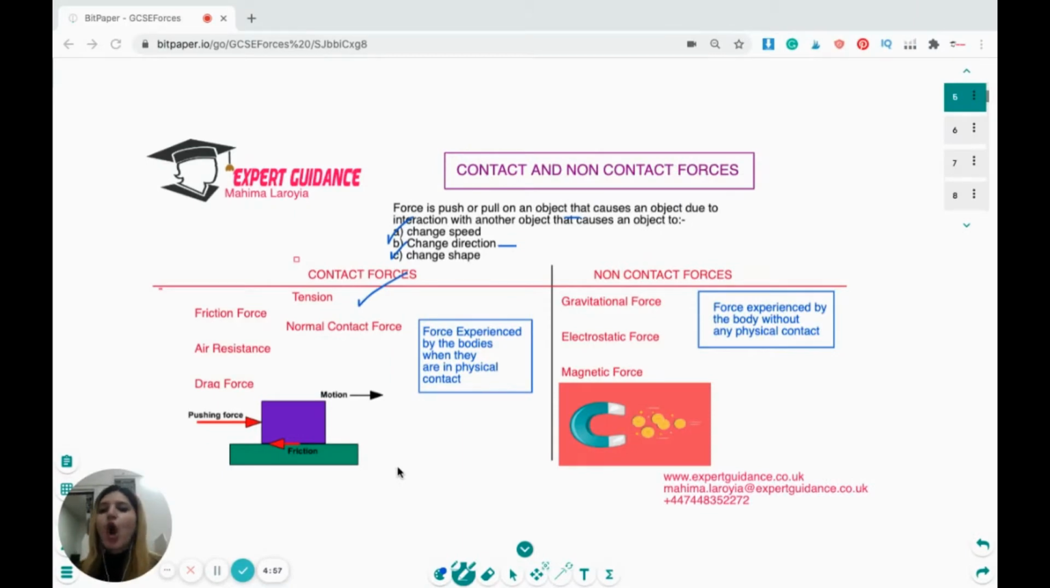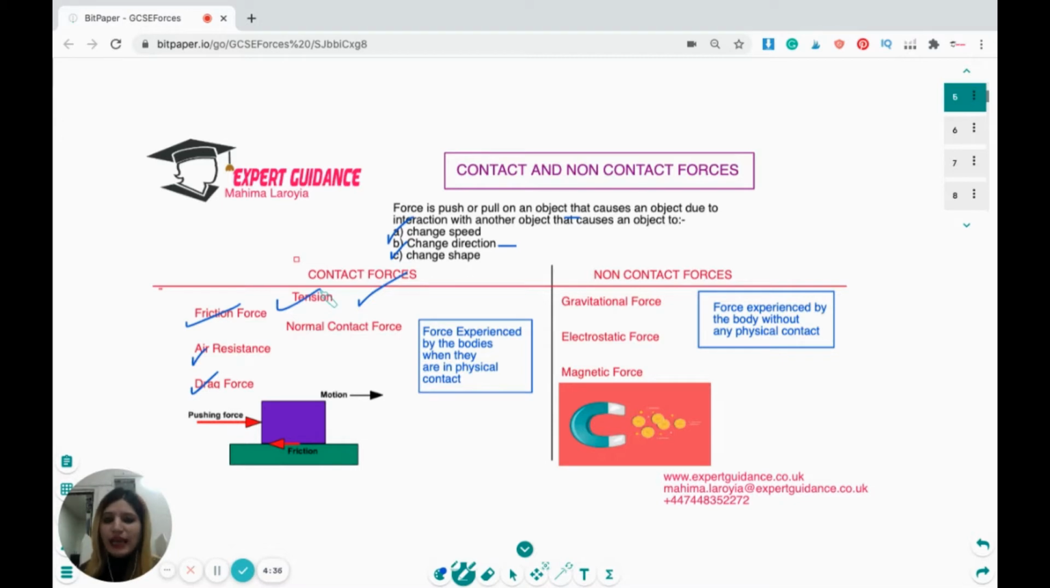Now let's see what are contact and non-contact forces. Now, contact forces are the forces experienced by the body when there's physical contact, like friction. How does friction happen? When two objects are in close contact with each other. The air resistance, drag force, the tension, these are all contact forces.